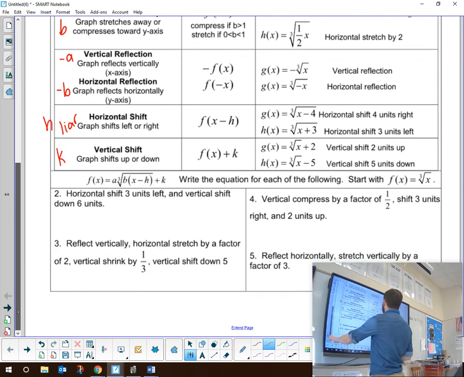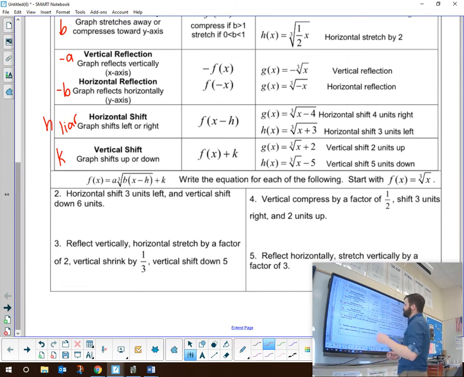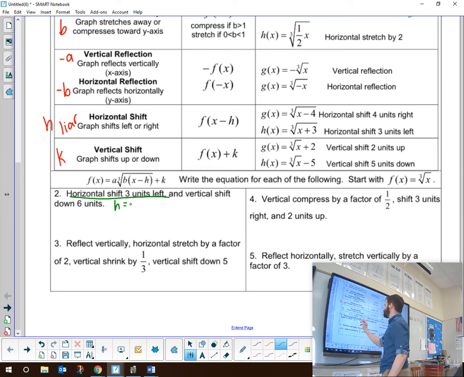So, like for instance, a horizontal shift, 3 units left, and a vertical shift, 6 units down. Well, horizontal shift, 3 units left, that means that my H is going to be -3. And a vertical shift, down 6 units, that means my K is going to be -6. So my equation for this one, we just got to plug those in. It doesn't say anything about A or B. So we're just going to go f of x equals A is 1, B is 1. So we're just going to start off with the cube root of x.